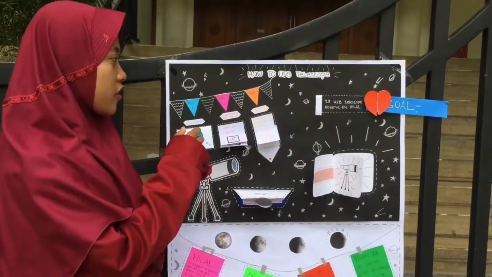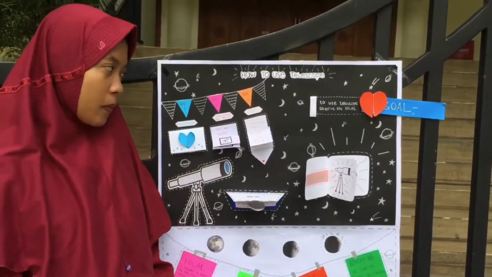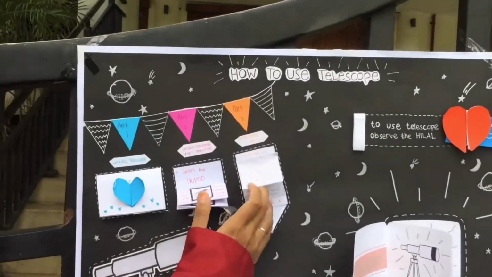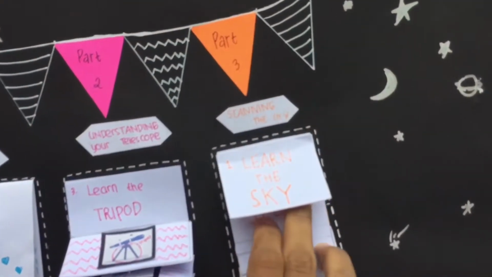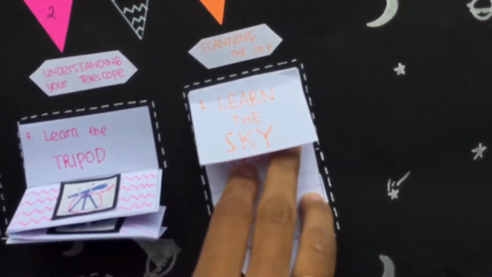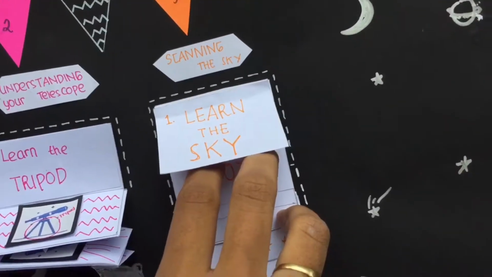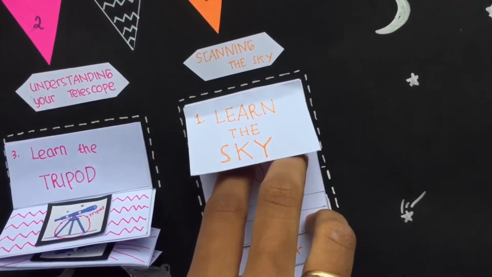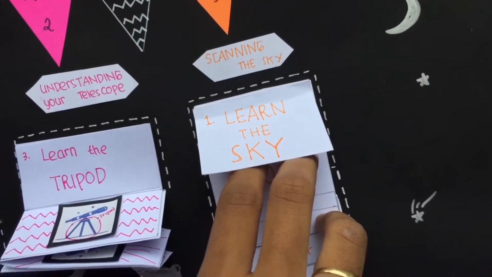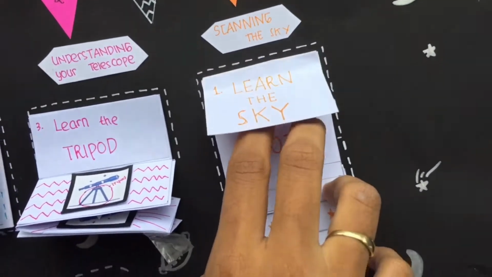The part 3 is scanning the sky. Number 1 is learn the sky. Learn the sky before you start to observe the Hilal. Maybe the sky is raining or cloudy.